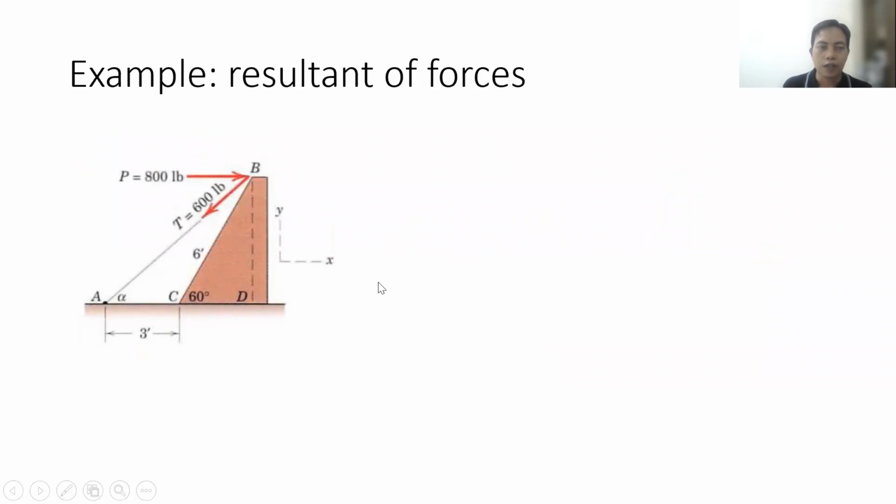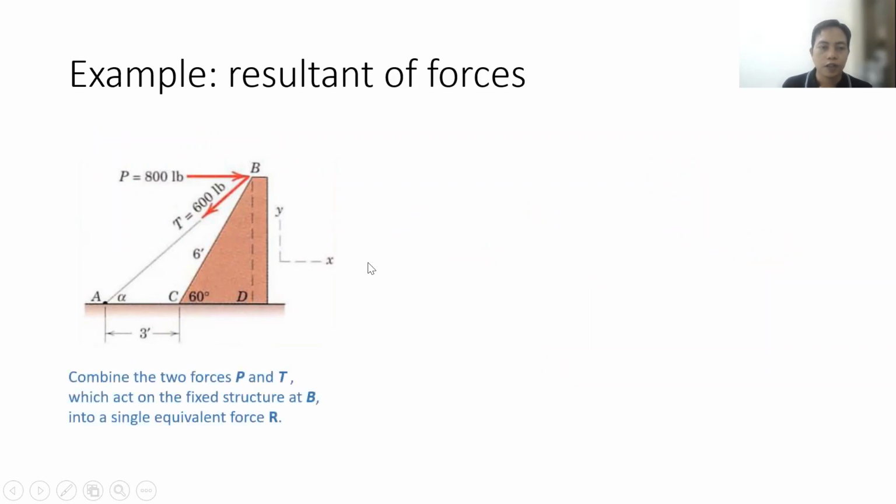Now we have another example in obtaining the resultant of forces. We have 2 external forces applied on the structure at point P. So point P is the point of application. Both forces work at this point. So this is the common point of application, and P and T are the concurrent forces. Okay. So now let's see how to obtain the resultant.